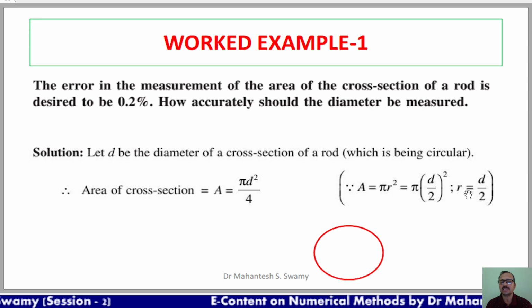R is always half of the diameter. If d is the diameter, R is d by 2, and in place of R, if you substitute d by 2, it will be pi d to the power of 2 by 2 to the power of 2, that is 4. So the area of cross section is pi d square by 4.